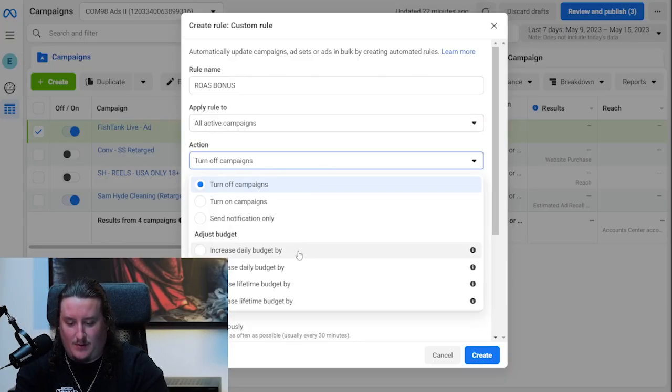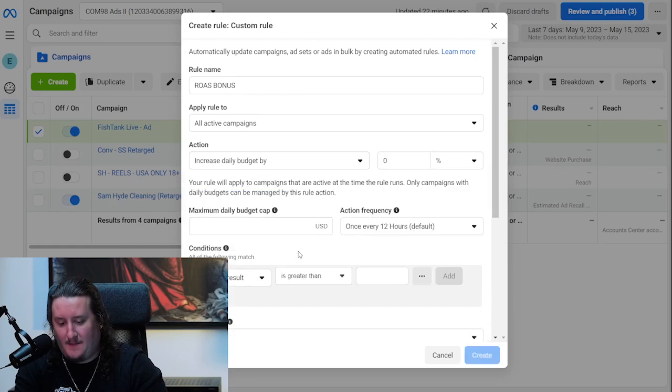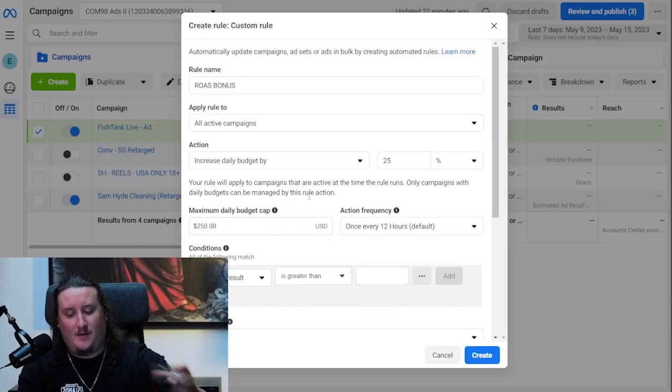You're going to want to increase daily budget by a percentage, and this figure is going to be 25%, with a maximum daily budget cap of $250. Now, these are my parameters, okay? This is what I run. If I'm running a campaign, my daily campaign budget is always going to be $250. That's the cap. Anything more than that, it starts getting funky. The metrics start performing awkwardly.